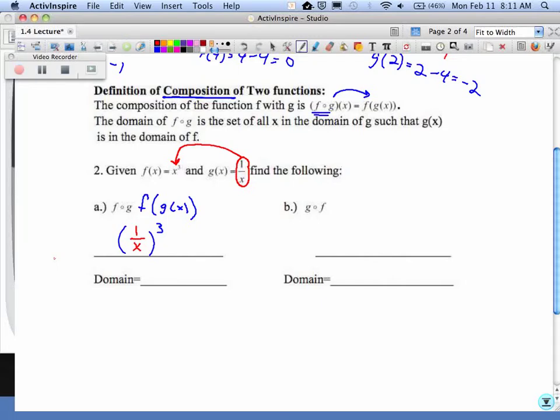1 over X times 1 over X times 1 over X is equal to 1 over X cubed. So what's the domain of 1 over X cubed? That is correct. You can use any number you want as long as you're not using 0.